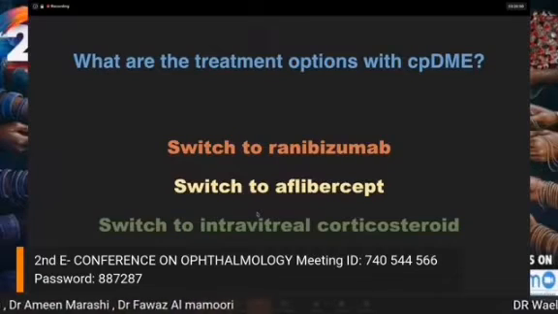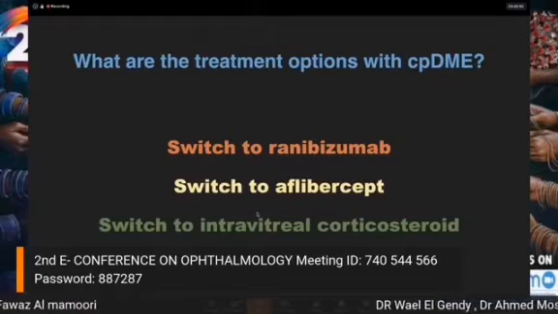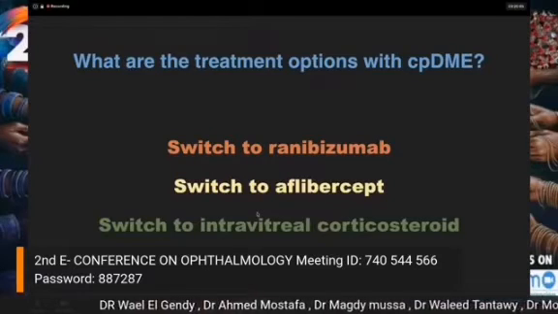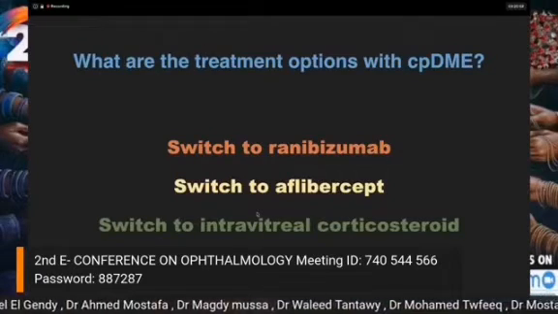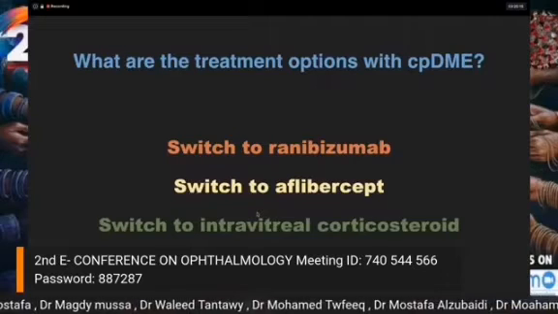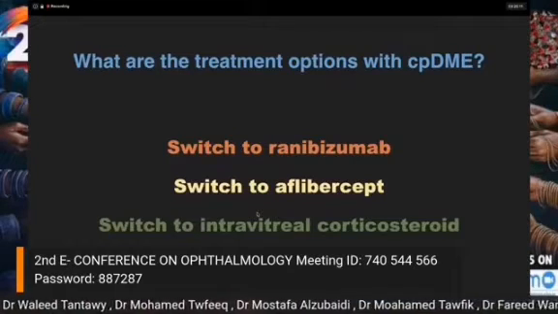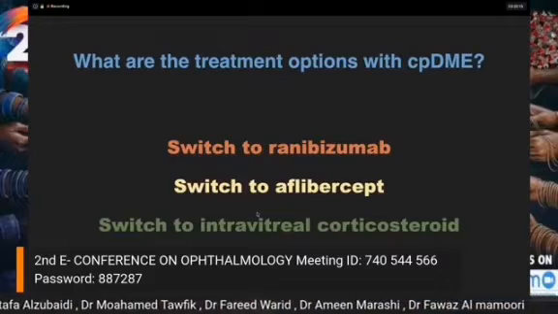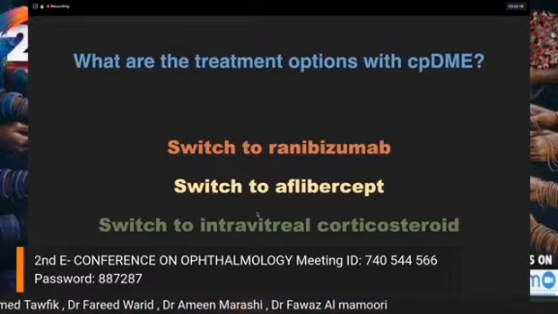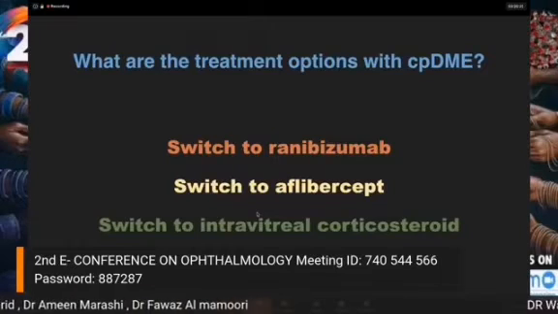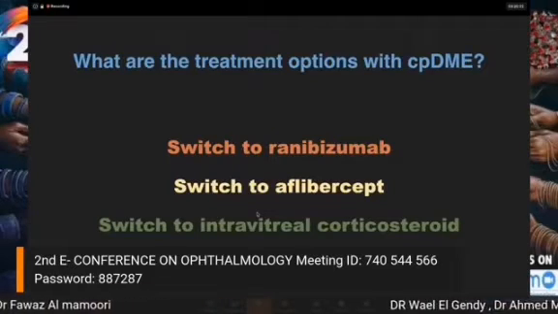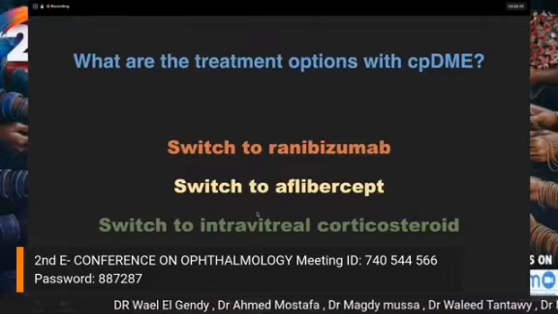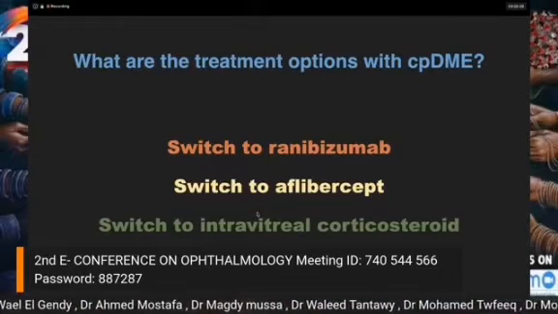Then, when I have treated the patient with 5 or 6 injections, I decide to switch to aflibercept. Aflibercept is a little bit different from Lucentis and Avastin because it binds VEGF-A and placental growth factor, and its molecular weight is in between the two of them. So this was one of my choices. The other choice is to give steroid. I know steroid has a very magical result, especially with persistent or chronic persistent edema.